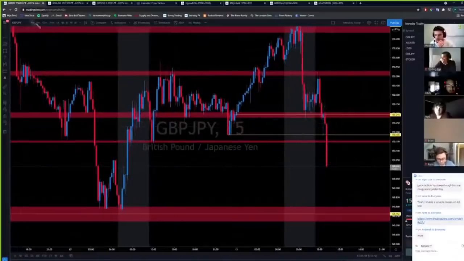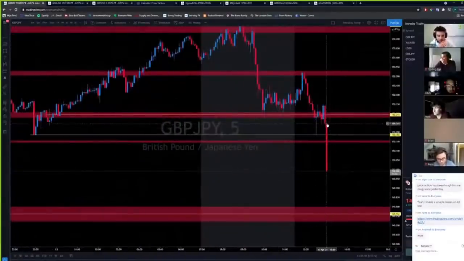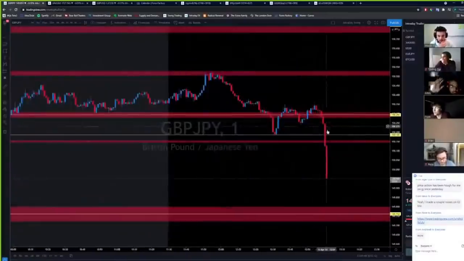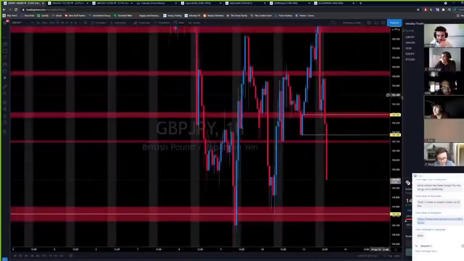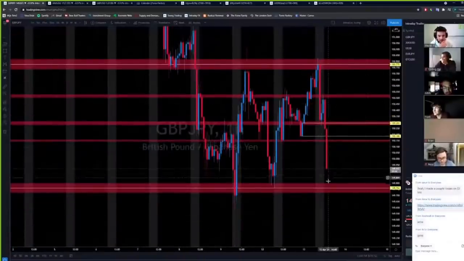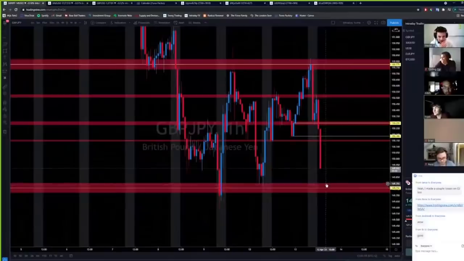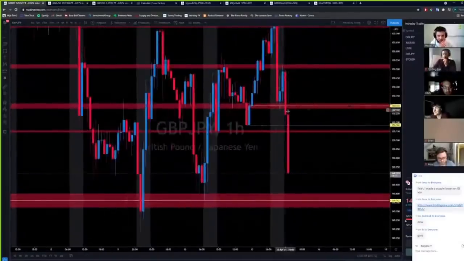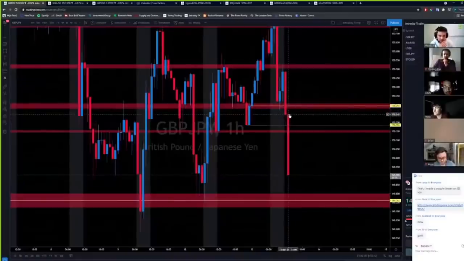Oh, that's crazy. Did this move in 2 minutes over here? Look at it go. And look at the one now. It has no wick at the top. Wow. Straight down to 149,800. What a move. Crazy. And it's still just melting.